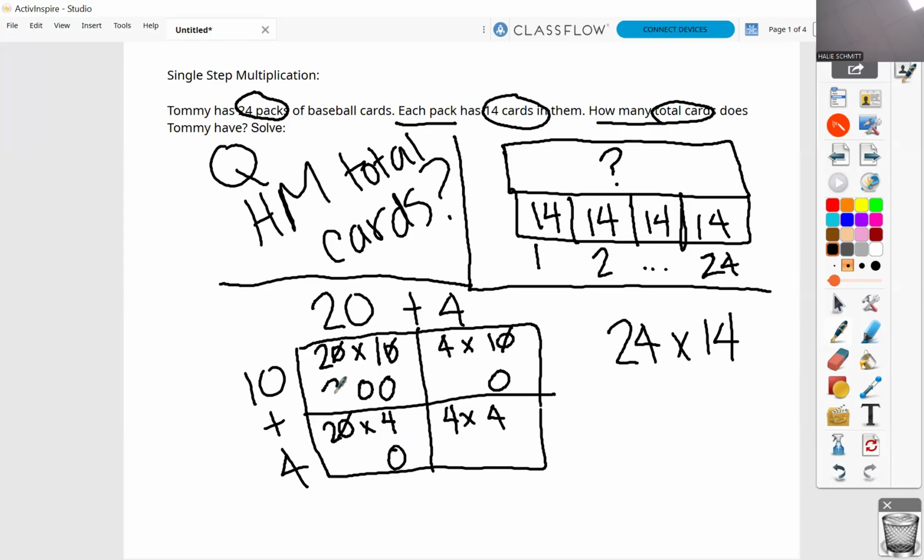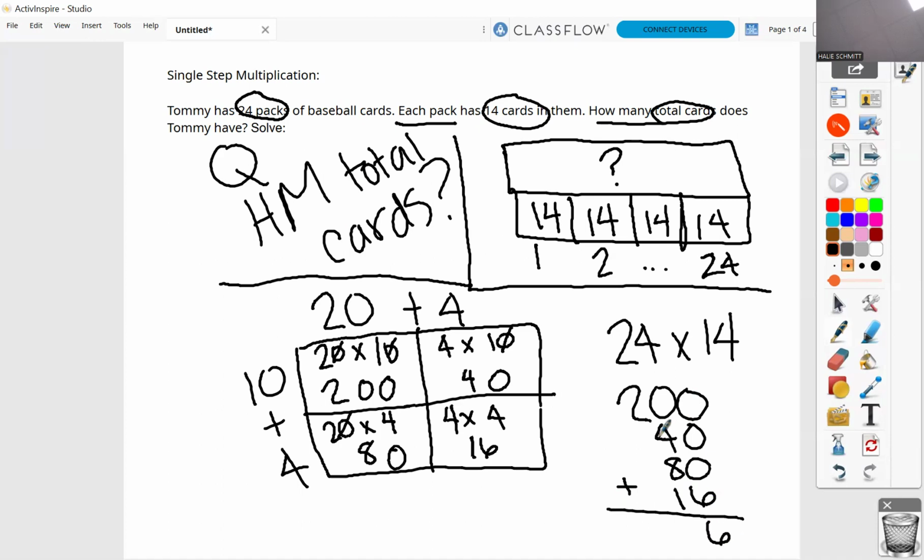So 1 times 2 is 2. 4 times 1 is 4. 2 times 4 is 8. And 4 times 4 is 16. Now these are called partial products. So what we're able to do is add all of our partial products together to come up with our answer. 6, 4 plus 8 is 12, plus 1 is 13. And we have 336 baseball cards. All right.